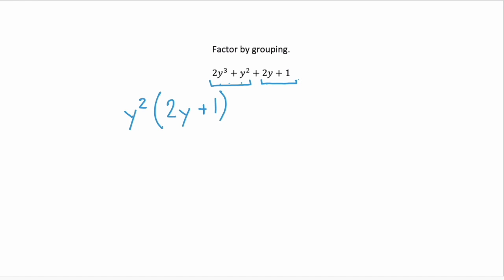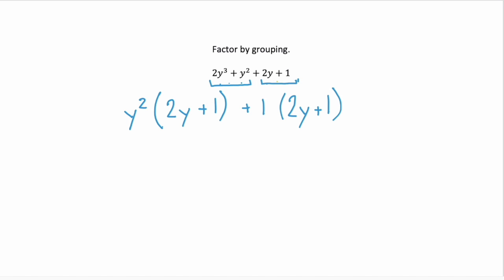Now look at that second grouping. That second grouping is 2y plus 1. Well, that's the binomial that we have left from our first grouping. So we know that that is the binomial we're going to need for our second grouping. And what do you factor out of 2y plus 1 in order to still have 2y plus 1? Well, the identity, 1. So we can factor out a 1.